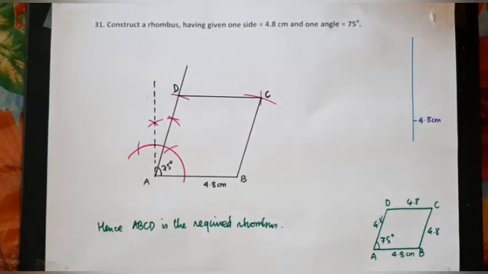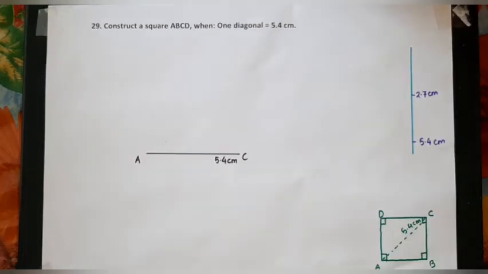So pause the video to note down. In the next question you are asked to construct a square with one diagonal given to be 5.4 centimeter. One of the special properties of a square is that all the sides are equal, like in a rhombus, and obviously the opposite sides are parallel, so this is also a special kind of rhombus. One property of a rhombus is that the diagonals bisect each other at a 90-degree angle, right?